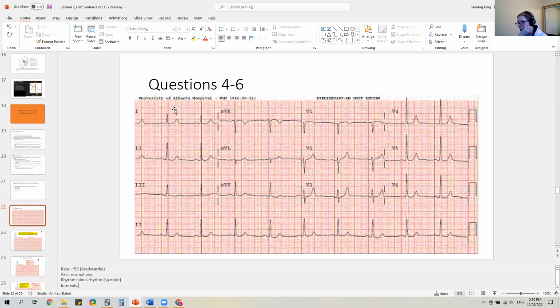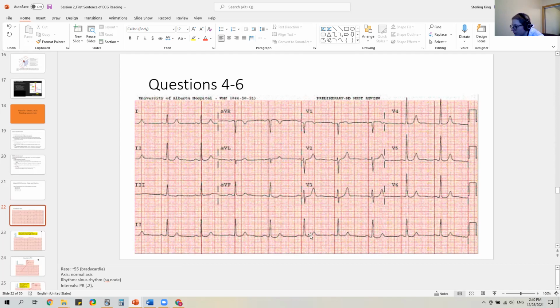All right, intervals. PR interval: I want it to be less than 1 big box, or 0.2 of a second. If I look at lead 1, yeah, it's within a box. Lead 2, yeah, it's probably within a box. Let's find a nice one. It starts right there. Yeah, it's about 0.2. If it's about 0.2, I'm happy.